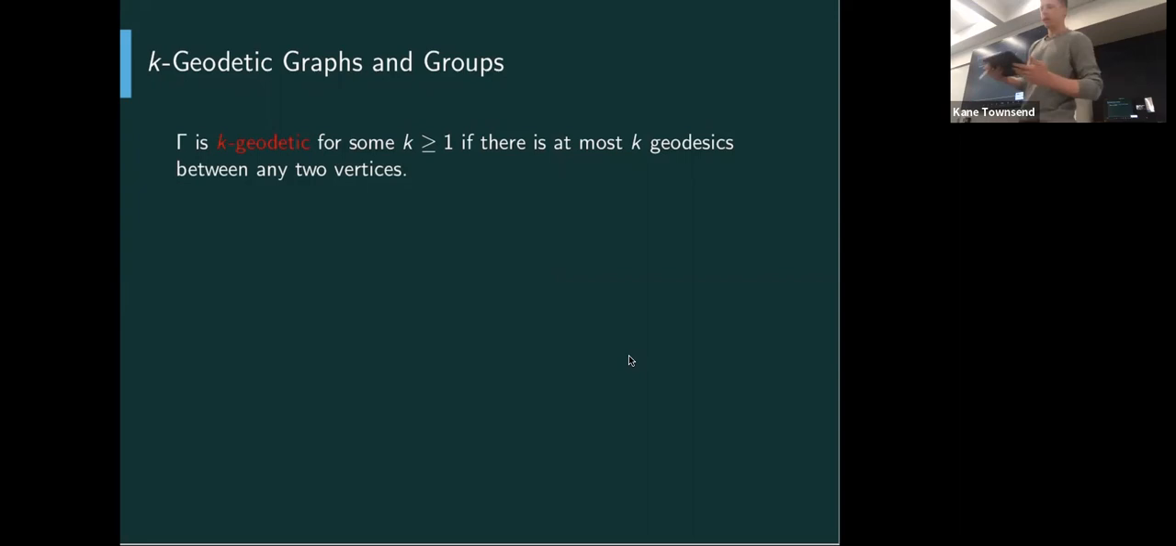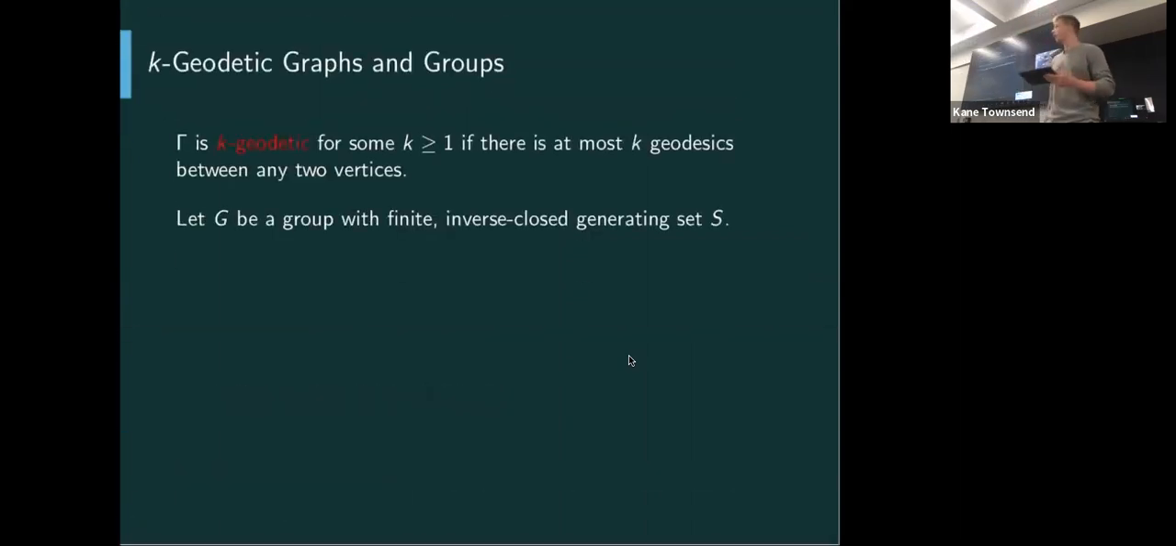So a slightly new definition: gamma is k-Geodetic for some k greater than 1 if there are at most k geodesics between any two vertices. A geodetic graph is also k-Geodetic for any k greater than 1. It'll include more graphs.